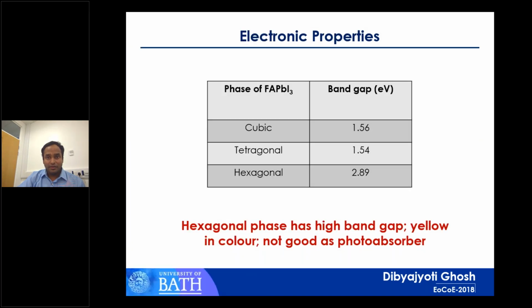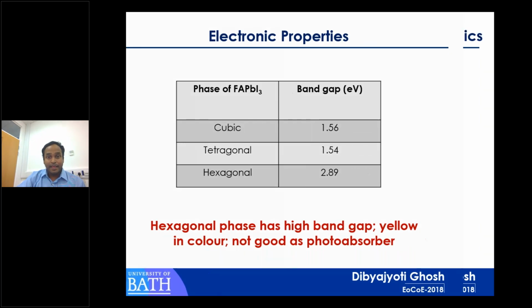We also found out the band gaps, and as you can see, the hexagonal phase is 2.89 electron volt, that is not in the photovoltaically active region, so it's a wide gap. But for cubic and tetragonal, we have found a nice match with the experiments, around 1.5. So these two, tetragonal and cubic phases, are photoactive.